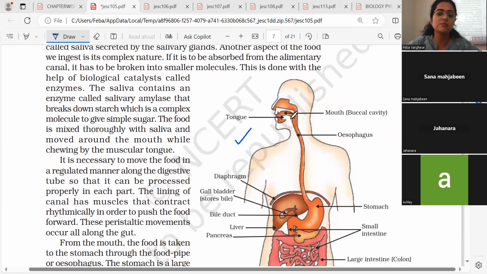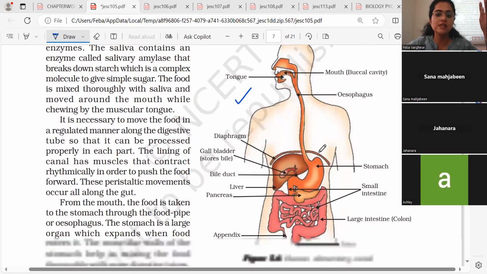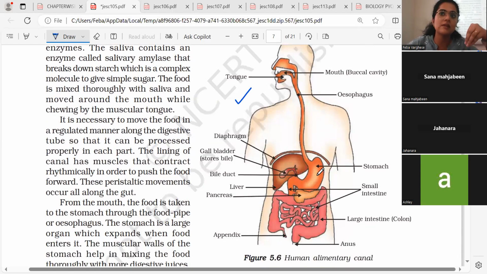And once the food is mixed with the saliva, what is it called? It's called the bolus, right? Now the bolus has to reach the stomach. How does it reach the stomach? Through the esophagus. What is the process called? Peristalsis. Very good. What is peristalsis? The rhythmic contraction and relaxation of the muscles in the esophagus. That's how the bolus reaches the stomach.